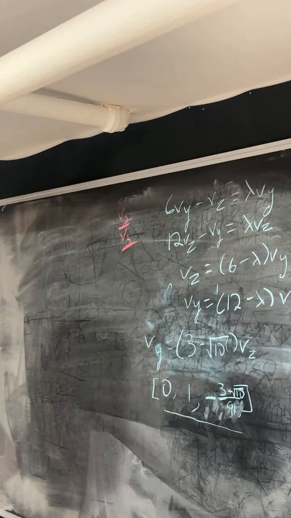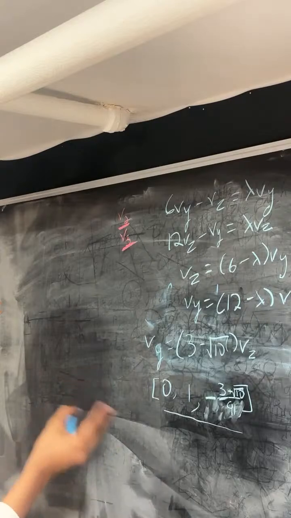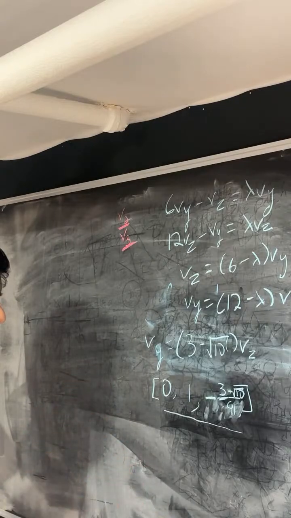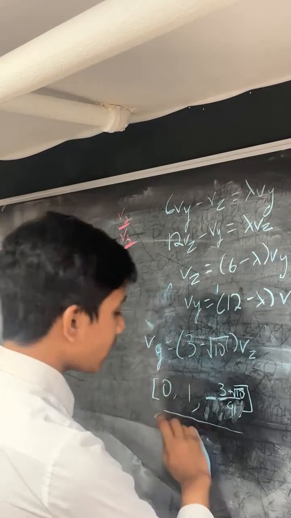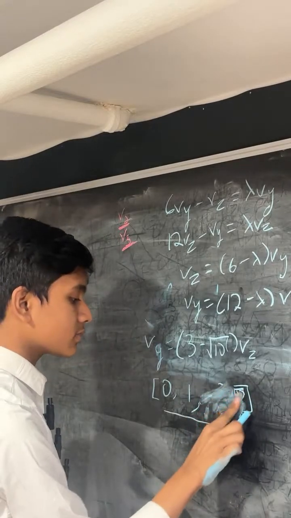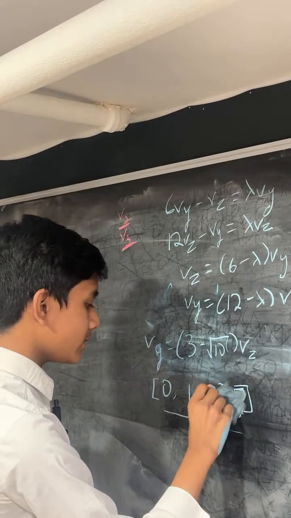Oh, but something doesn't feel right about that. 3 minus rad 10 is way less than 1. So obviously, oh my god, I'm stupid. Just minus 3 plus rad 10.